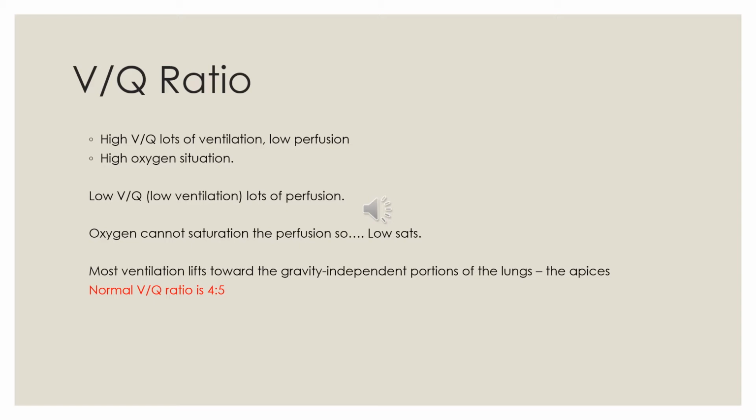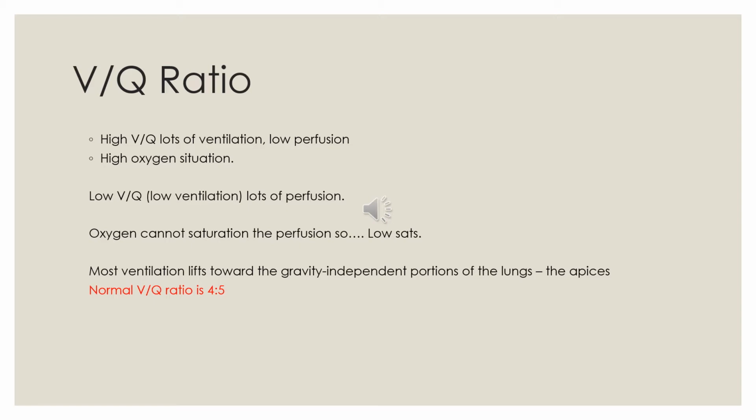So a low VQ, or low ventilation, has a lot of perfusion. Now think of that. Why would that make the saturations go lower? Well, there's a lot of perfusion, tons of blood going by, but the ventilation isn't a lot, right? So what happens is you're having just little squirts of oxygen jumping into that bloodstream, and it becomes diluted quite quickly.